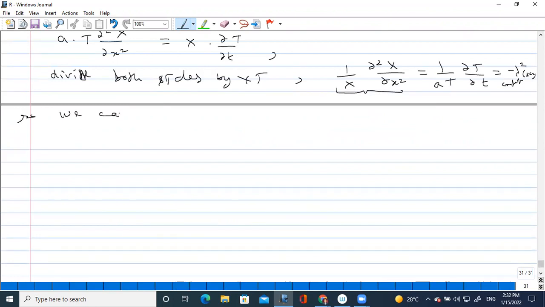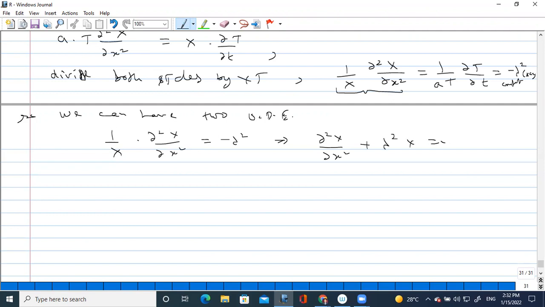So we can have 2 ordinary differential equations. One will be 1 by X del 2 X by del x square equal to minus lambda square. So x will be multiplied with this. It will become del 2 X by del x square plus lambda square X equal to 0. So here we can write (D square plus lambda square) into X equal to 0. So this will work as F(D).